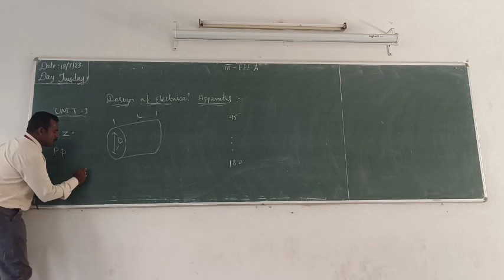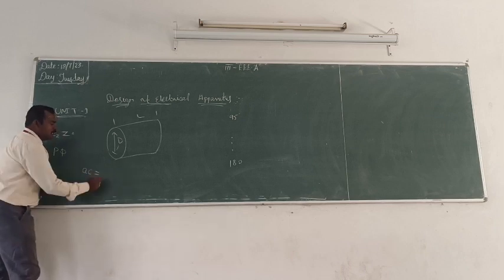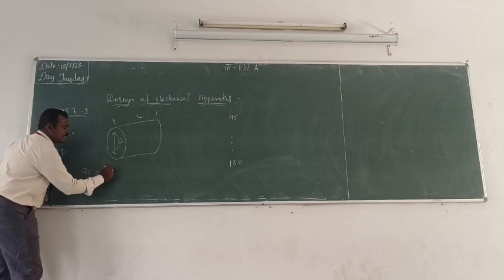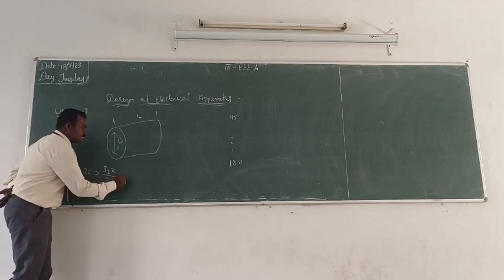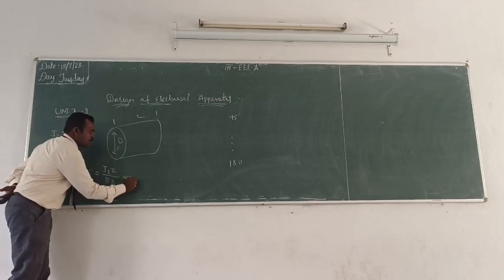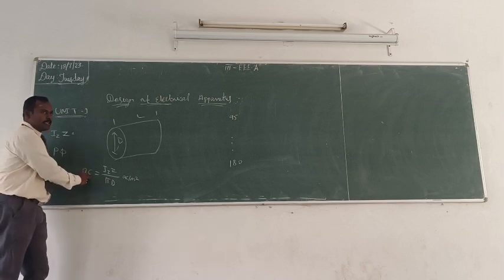The specific electric loading is denoted as ampere conductor, that is AC. It is equal to the total electrical loading, I_z into Z, divided by pi into D. That formula we used. The unit is ampere conductor per meter, and that is the specific electric loading.